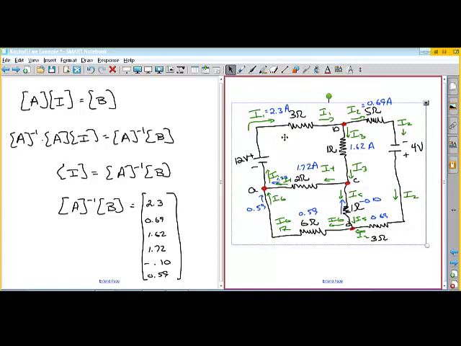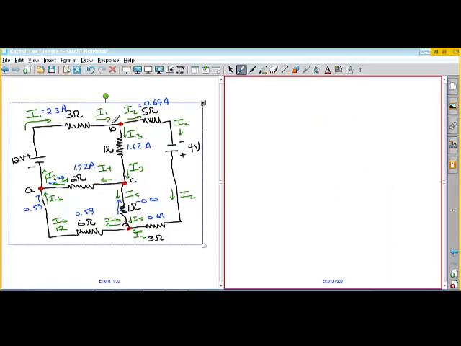And if we were to go back and calculate the voltage drops across each one of these things, we'd find out that the total voltage around the loop would be equal to 0. So let's just do one of these. Let's do this loop here. So if I add the voltage drop across here, the voltage drop across there, and the voltage drop across there, I should get 12 volts.